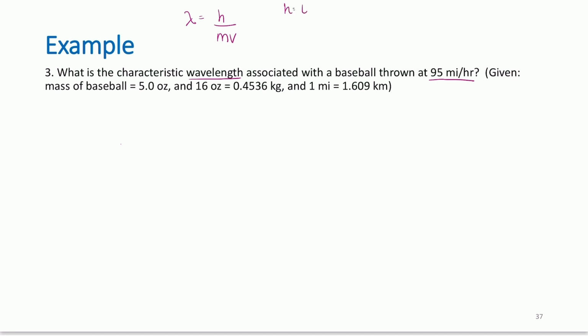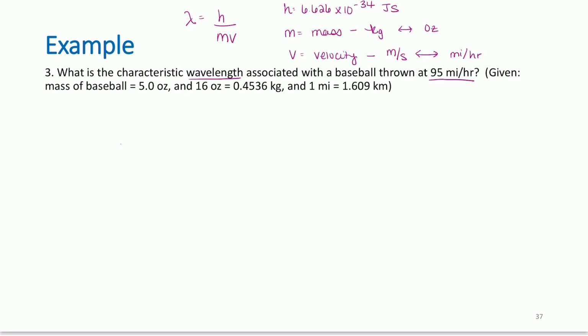h is Planck's constant, 6.626 times 10 to the minus 34 joule seconds. m is mass, but I need this in kilograms. I currently have this in ounces. And v is velocity, which I need in meters per second to cancel out my joules. And I currently have it in miles per hour. So I will have to do a series of conversions before I can actually use my equation.